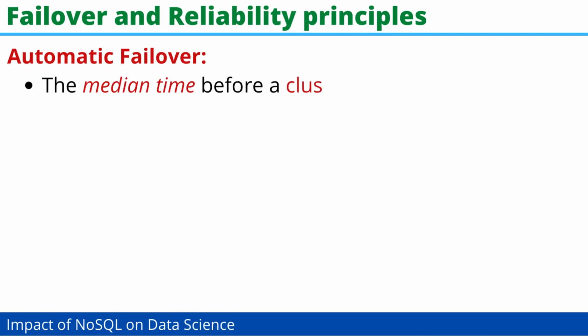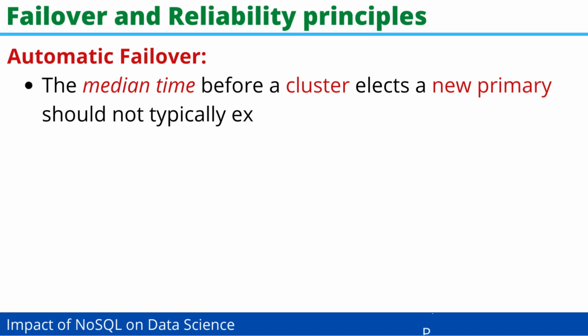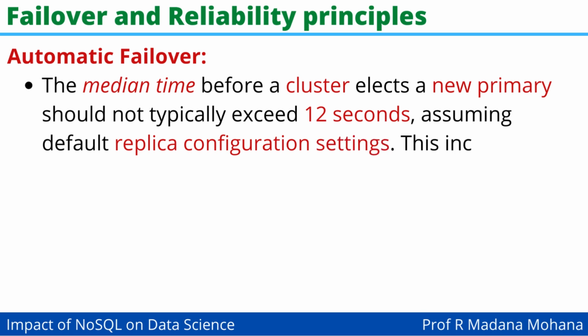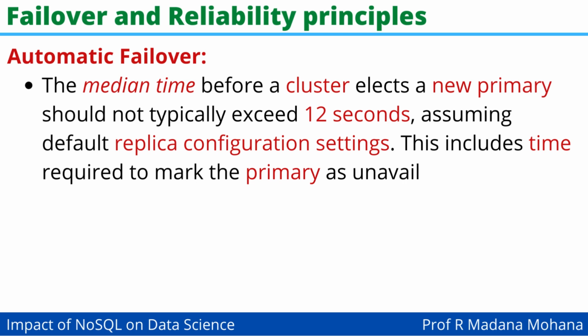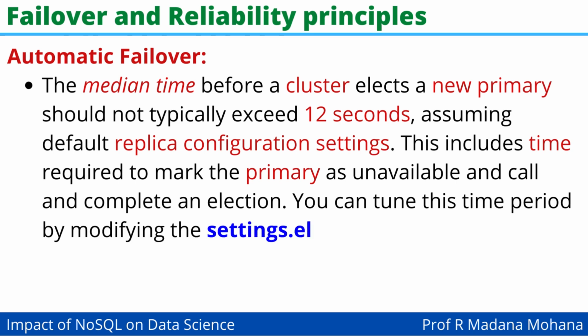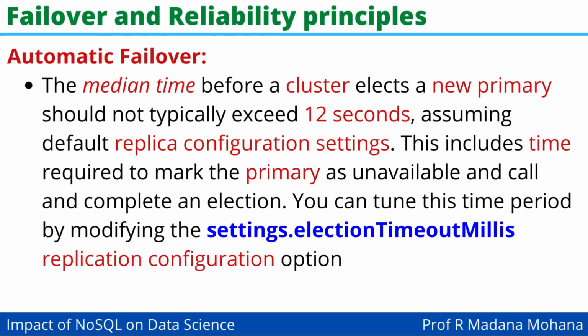In automatic failover, the median time before a cluster elects a new primary should not typically exceed 12 seconds, assuming default replica configuration settings. This includes the time required to mark the primary as unavailable and to call and complete an election. We can tune this time period by modifying the settings.electionTimeoutMillis replication configuration option.